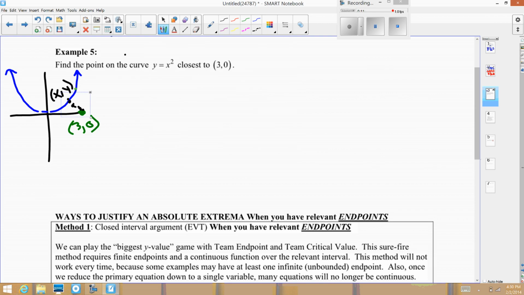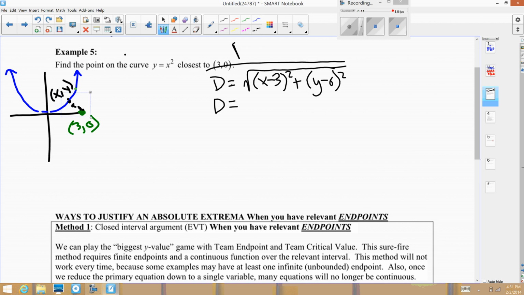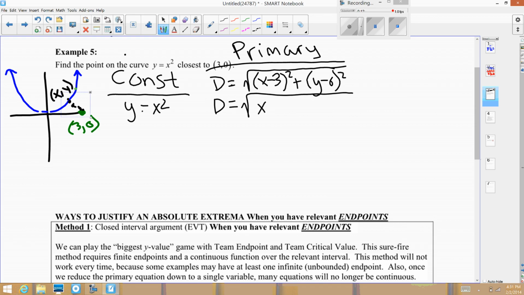We know that for the distance between 2 points, you can use the Pythagorean theorem or the distance formula: the square root of x minus 3 quantity squared plus y minus 0 quantity squared. I'll simplify that a little bit later. And remember, this is our primary. Our constraint, however, is y equals x squared. So instead of writing y, I'm just going to write x squared. I'm going to go ahead and multiply this out.